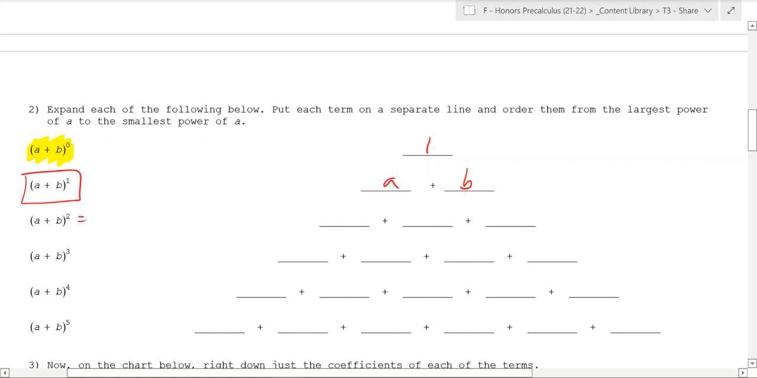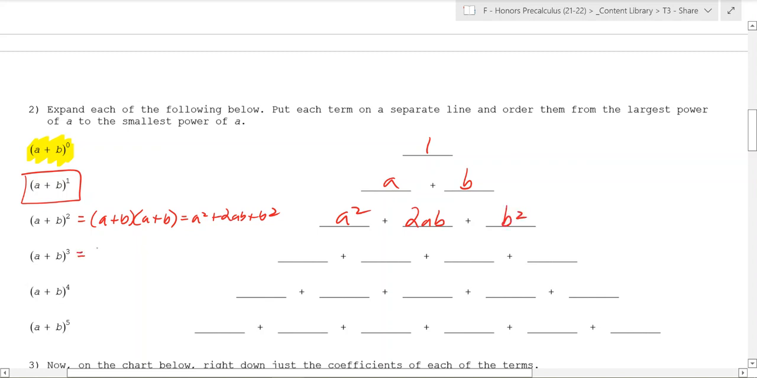But then if we square it, we have to be really careful. It's going to be a plus b times a plus b. You have to FOIL that out, and you multiply it out and you get a squared plus 2ab plus b squared.